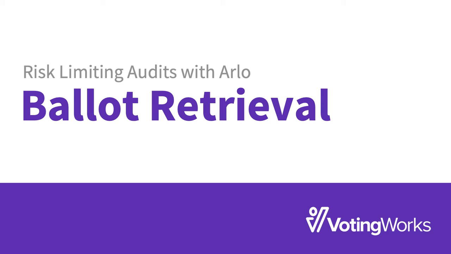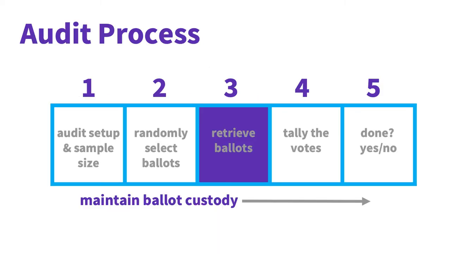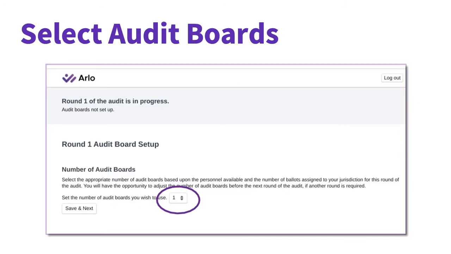Ballot retrieval for a risk-limiting audit. Once ballots are randomly selected and ballot retrieval lists are generated, the next step in the audit process is to retrieve the ballots. The audit software will ask you to specify how many audit boards you'll be using. The audit software will also tell you how many ballots you have to retrieve.